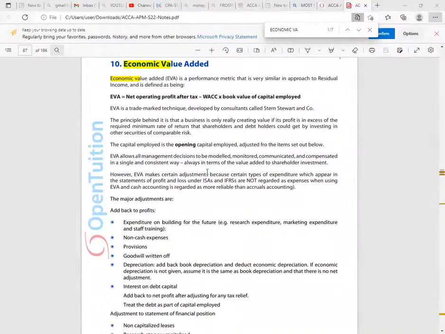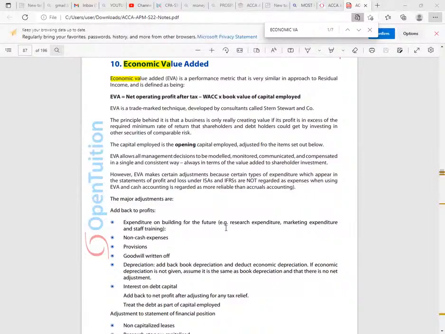However, EVA makes certain adjustments because certain types of expenditures which appear in the statements of profit and loss under IAS, International Accounting Standards, and IFRS, International Financial Reporting Standards, are not regarded as expenses when using EVA. And cash accounting is regarded as more reliable than accruals accounting. It becomes a bit complicated, but we'll be able to understand this. The major adjustments are like this: add back to profits expenditure on building for the future, e.g. research expenditure, marketing expenditure, and staff training.